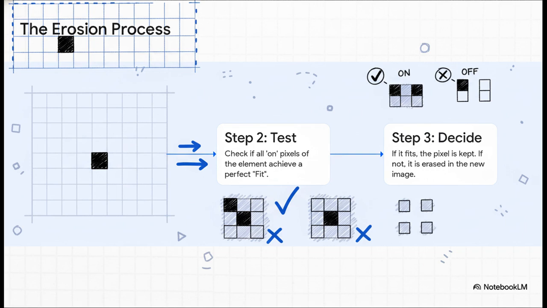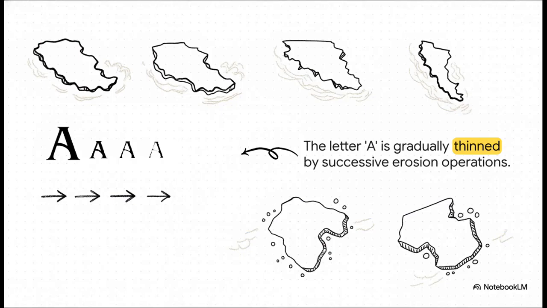For every single pixel in the image, the computer centers its little structuring element right on top of it. Then it asks one simple question: do I have a perfect fit right here? If the answer is yes, that pixel in the middle gets to stay on in the new, cleaned-up image. But if it's not a perfect fit, even by one pixel, then that center pixel gets turned off. It's erased. It's eroded. And you can see exactly what that looks like right here.